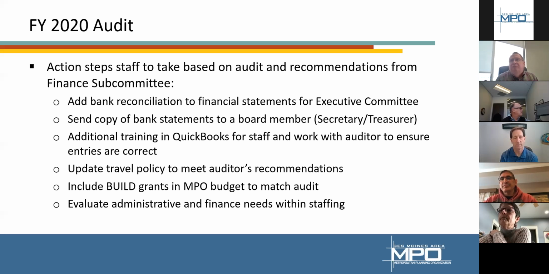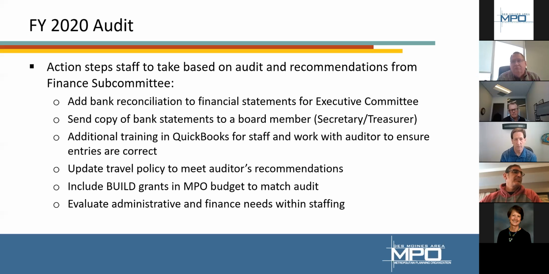And just to add on and then open for questions, as I mentioned, we met with Sarah and some staff yesterday, and based on the findings that Joe and Dave found in the audit, the bullets on the screen there are what we're recommending to do to help address the findings. So add a reconciliation statement to the financial statements for the exec committee. We'll send a copy of the bank statements to the Secretary Treasurer. Training, as Joe mentioned. We'll update the travel policy that we have, and then include the build grants in the MPO budget as a line item, probably a little separate from our regular budget stuff, but to show that it's in there, and we have that later on in the presentation.